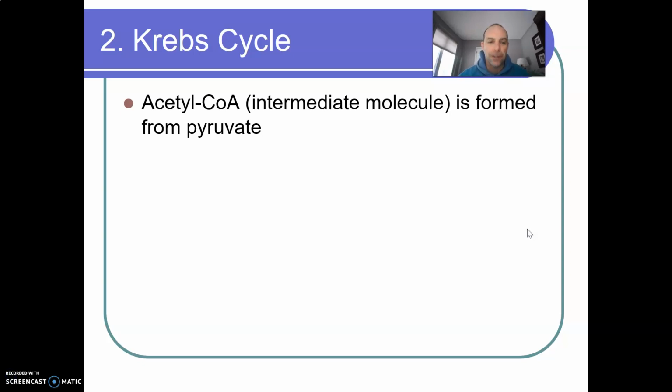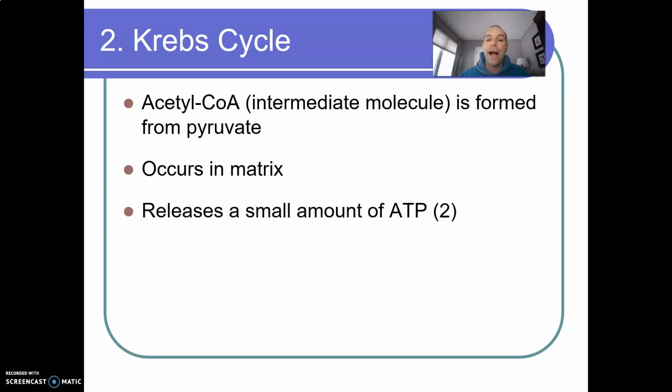Part 2, the Krebs cycle. Acetyl-CoA, which is an intermediate molecule, is formed from pyruvate. Remember, pyruvate is made from the 6 carbons to a 3-carbon molecule. 6 carbon was glucose, 3 carbon is pyruvate. You get 2 pyruvates because 3 plus 3 is, you got it, 6. It occurs in the matrix. Remember, we are in the mitochondria for these things.